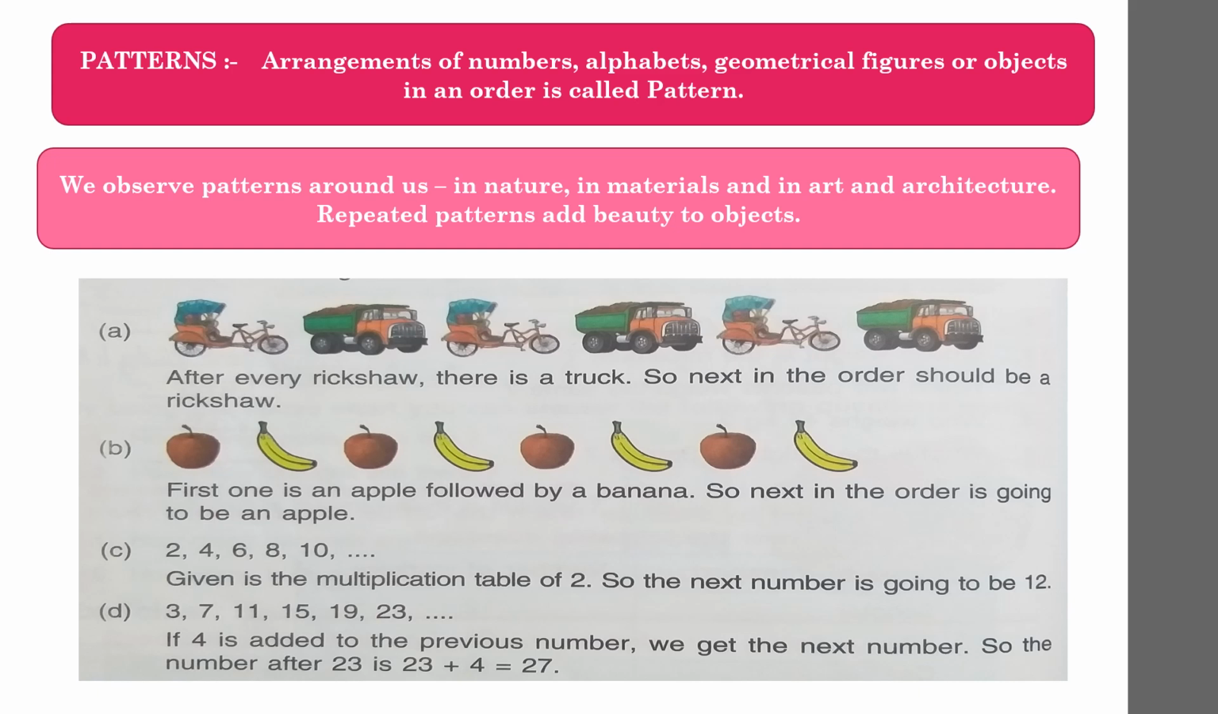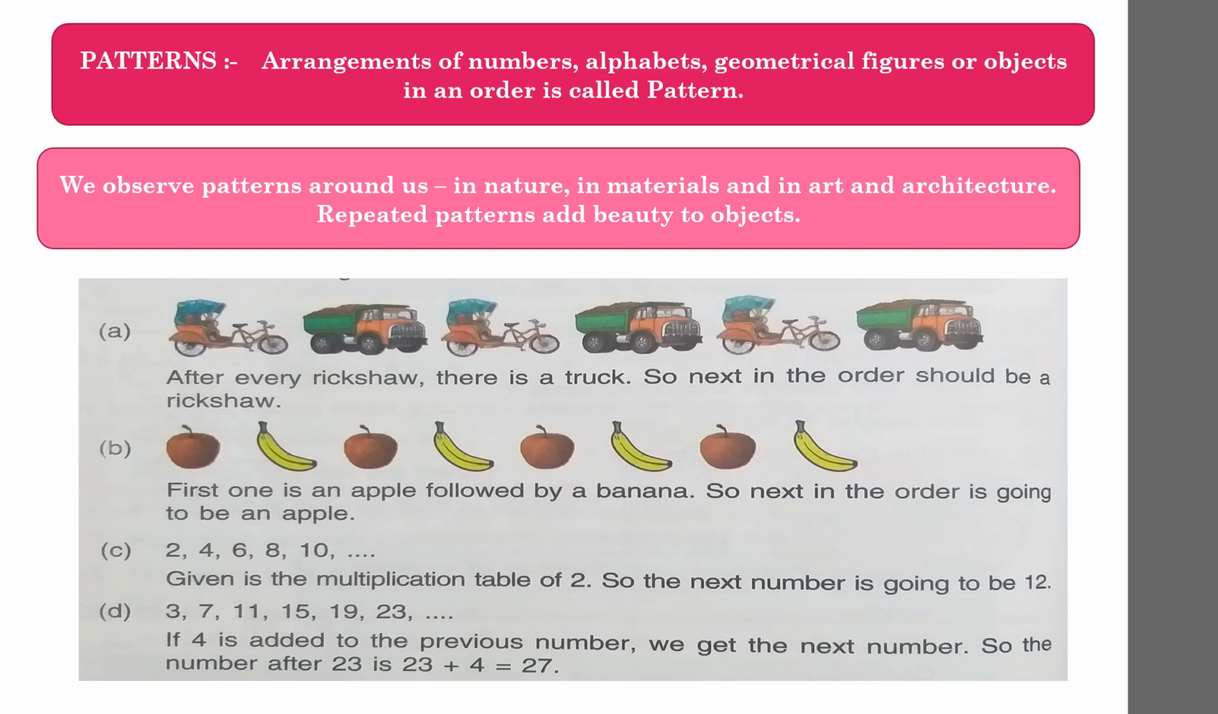Numbers 2, 4, 6, 8, 10. Why are these numbers written? Because they are found in the multiplication table of 2. 2 ones are 2, 2 twos are 4, 2 threes are 6, 2 fours are 8, 2 fives are 10. Given is the multiplication table of 2. So the next number is going to be 12. In the sense, if we continue the multiplication table of 2, the next number we will get is 12.